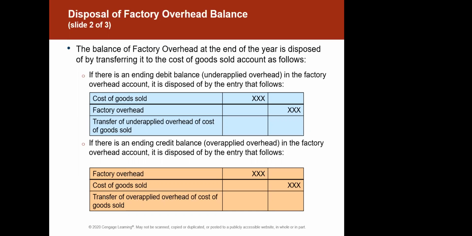If we get to the end of the year and factory overhead has a credit balance, then we're going to debit the account that much and credit cost of goods sold. That's all, okay? After you do it once or twice, you'll see it's pretty doable. It's not too hard.